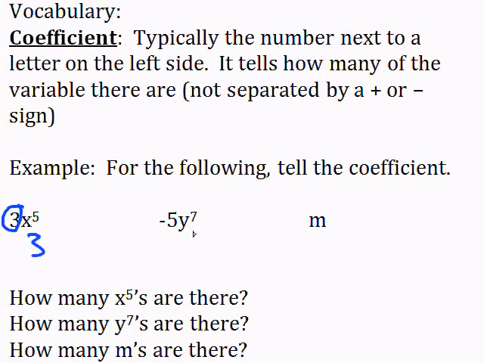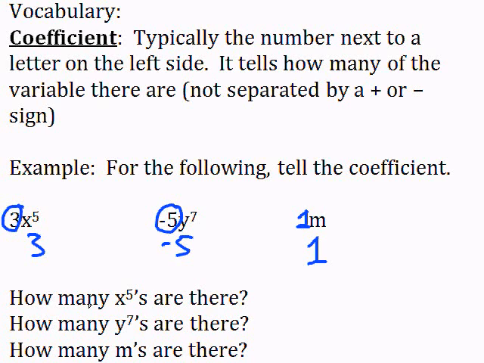For the second one, the coefficient is next to y to the seventh on the left-hand side, and it's a -5. So its coefficient is -5. For the third one, if there is no coefficient listed, the coefficient for m is understood to be a 1, because there's only one m listed. So the coefficient for the third example is 1.